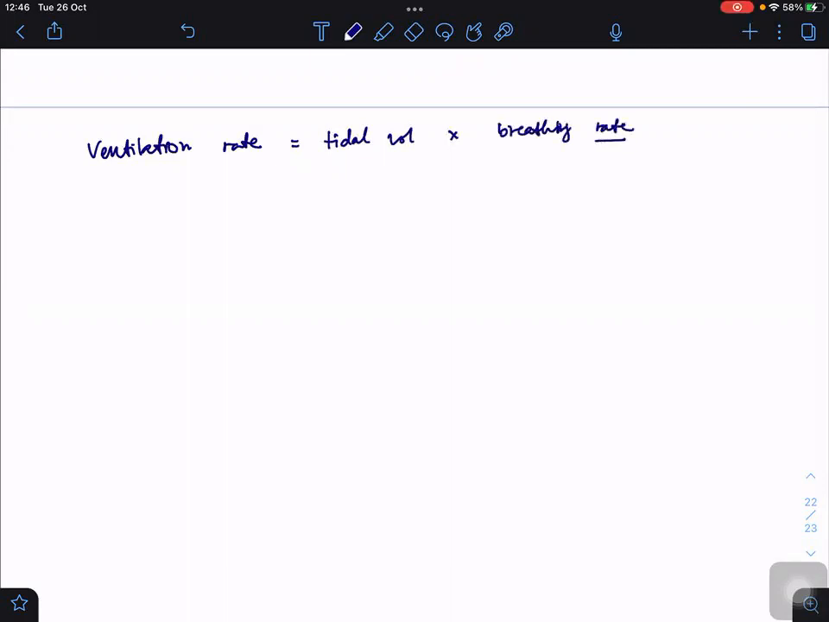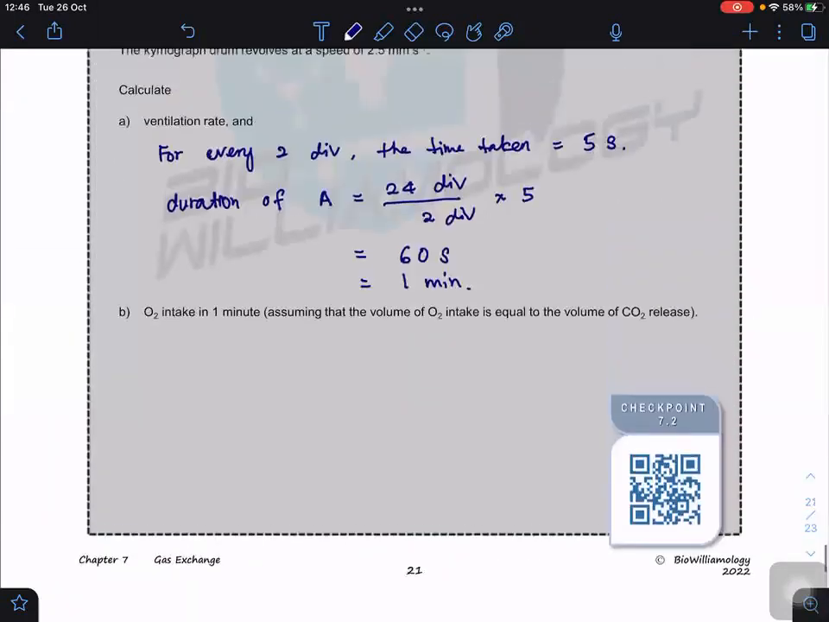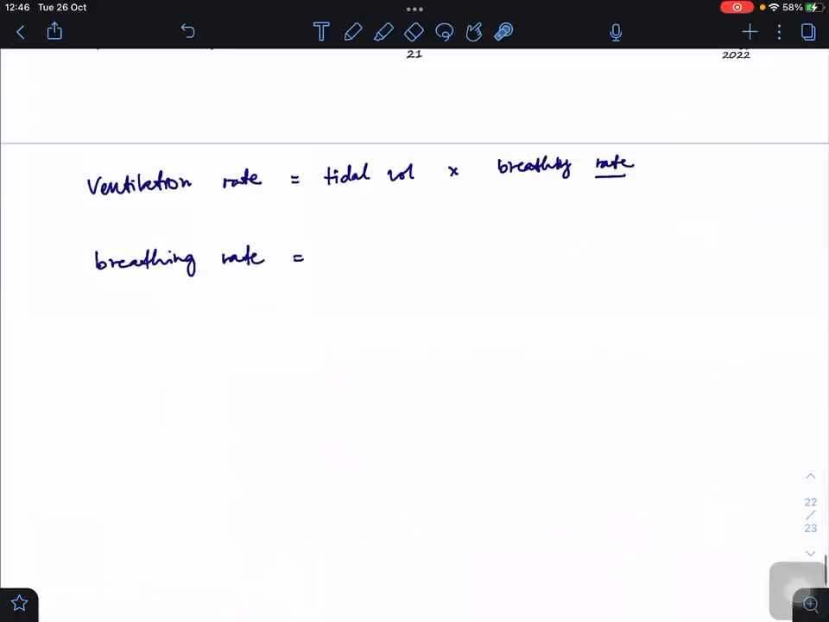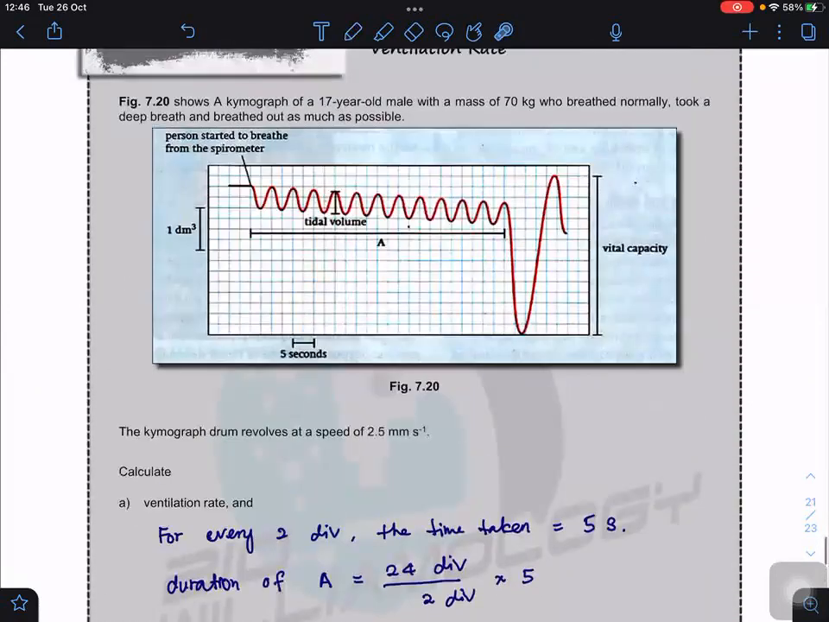A rate means time, so what is the breathing rate? The breathing rate in this case is how many times we breathe in and breathe out during this period. So from here, 1 time, 2, 3, 4, 5, 6, 7, 8, 9, 10, 11, 12. So 12 times. The breathing rate will be 12 per minute. Can you see that? What is the breathing rate? 12 per minute.